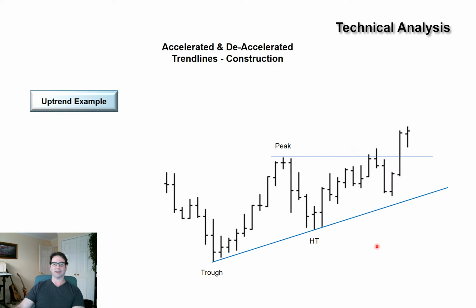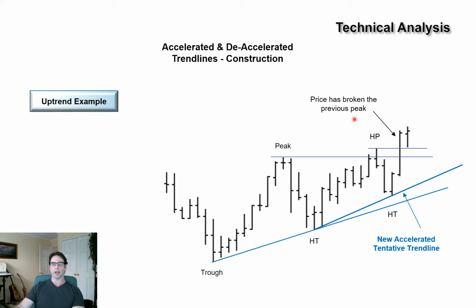Let's continue with this example. So we have prices pushed up, created the peak here. Now prices pushed down, created a higher trough, pushed through here. We've also got a higher peak here. So at this point here, prices pushed through the higher peak at this point, continuing the trend. So we're now able to, because price has broken the previous peak here, here's our peak, here's our trough, we're now able to draw our new accelerated tentative trend line, anchoring it at the higher trough here, and this new higher trough here. So we've got 2 points here, so the accelerated trend line can now be placed.